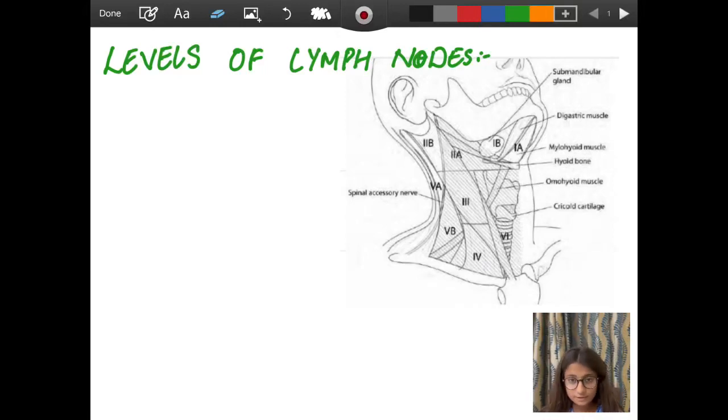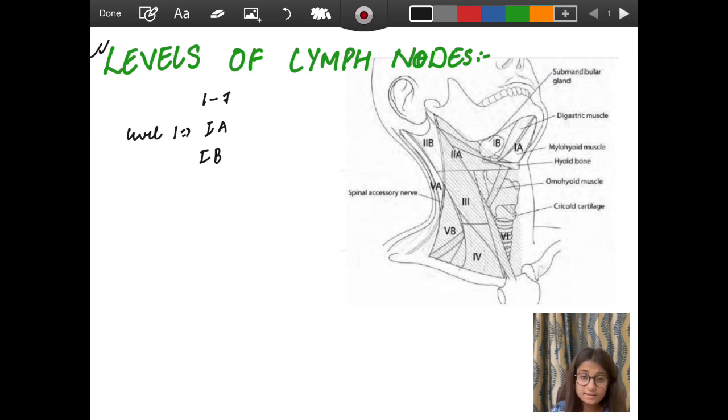In this video, we will discuss the levels of lymph nodes and the types of neck dissection. Starting with the levels of lymph nodes, we have level 1 to 7. Level 1 is divided into two subtypes, 1A and 1B.